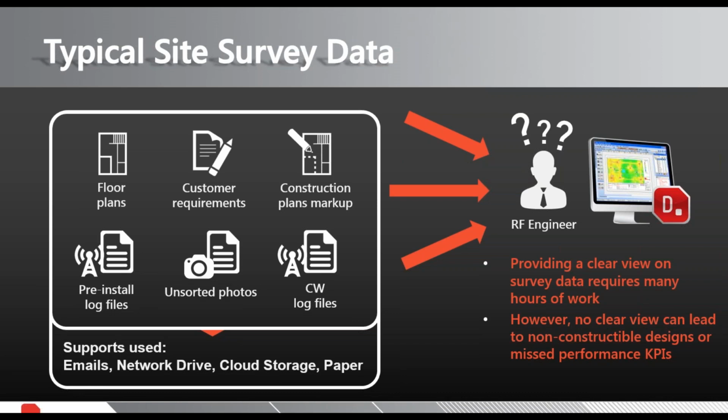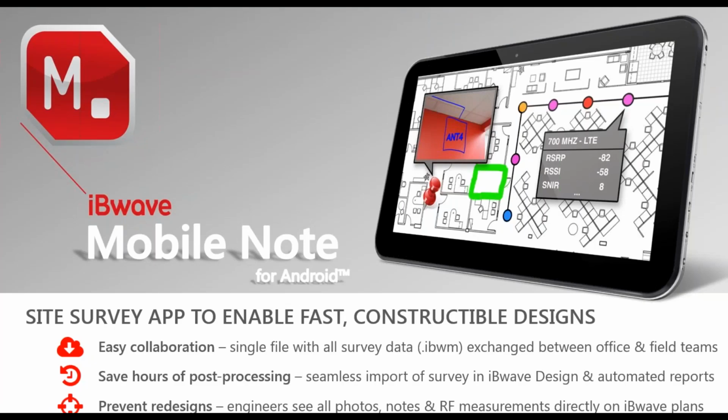So we need to make sure the RF engineers see those pictures and have those measurements ready in iBwave Design so they don't end up placing antennas in a skylight or not having the required data to properly calculate the dominance over the macro, especially close to the windows on the edges of the building. And this is the challenge that leads us to iBwave Mobile Note, which was used in this case study.